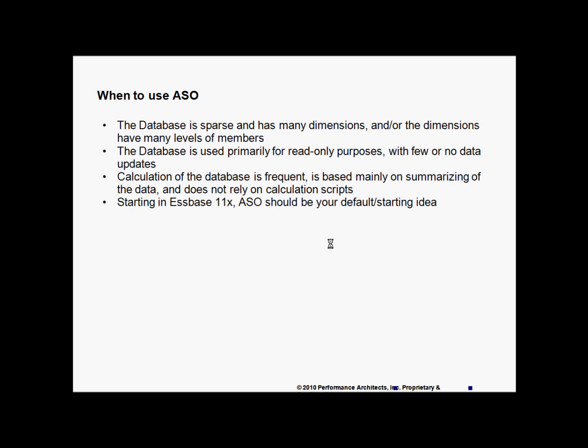When would you want to use aggregate storage option? When the database is sparse and has many dimensions, and/or the dimensions have many levels of members. This will mean that our aggregation is much faster. When the database is used primarily for read-only purposes with few or no data updates. When calculation of the database is frequent and based mainly on the summarizing of the data and doesn't rely on calculation scripts. Starting in version 11.x, ASO should be a default starting idea.